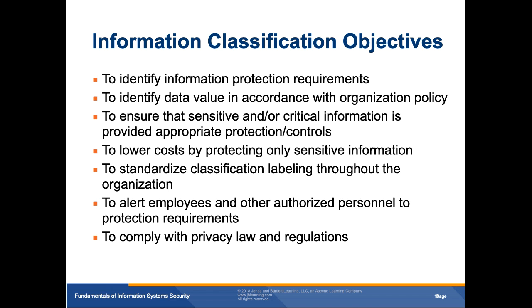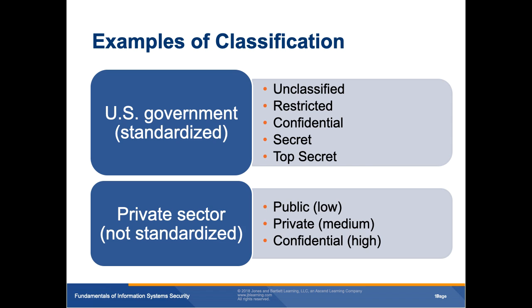And then how do you identify or label the data, right? And then you alert employees and other authorized personnel to protection requirements, and then comply with any laws and regulations. And then here are some examples of data classification. So the government, right, has unclassified, restricted, confidential, secret, top secret. In the private sector, we typically use public, private, and confidential.